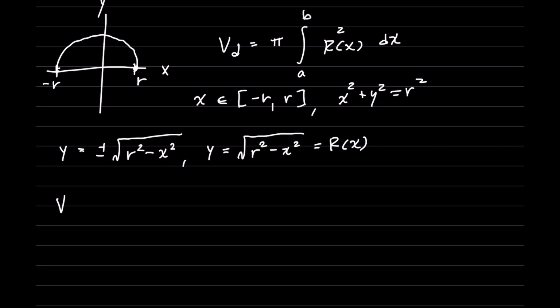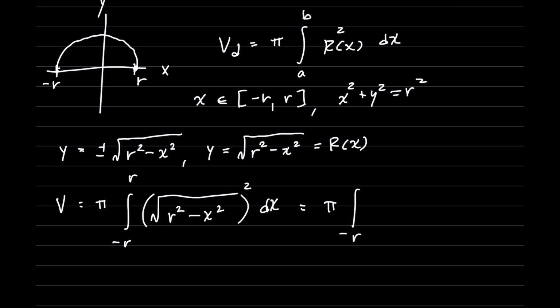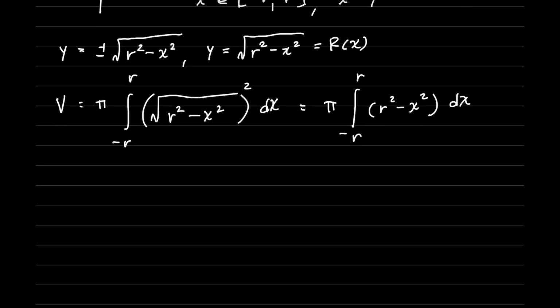So we have our volume is pi times the integral from minus r to r of the square root of r squared minus x squared, squared, dx. So we have pi times the integral from minus r to r of r squared minus x squared dx. And because the integrand is even, we could rewrite this as 2 pi times the integral from 0 to r of r squared minus x squared dx. And all that's left is to evaluate this integral.